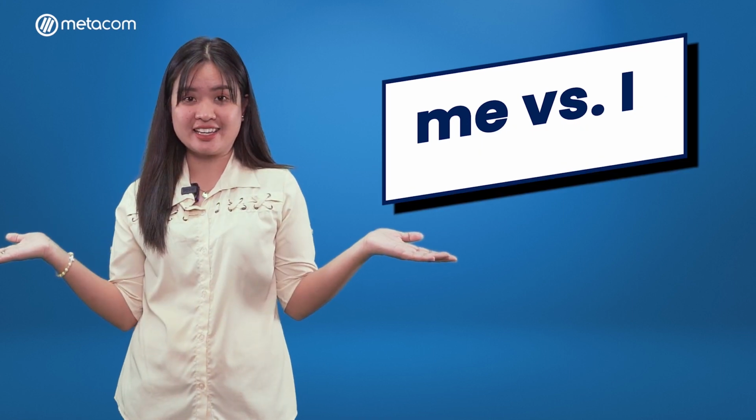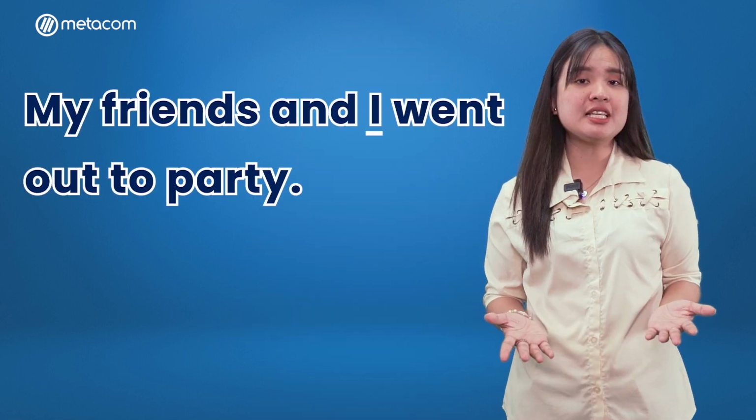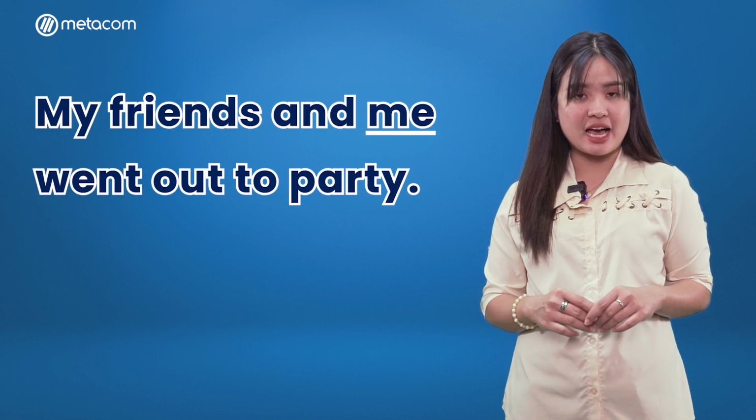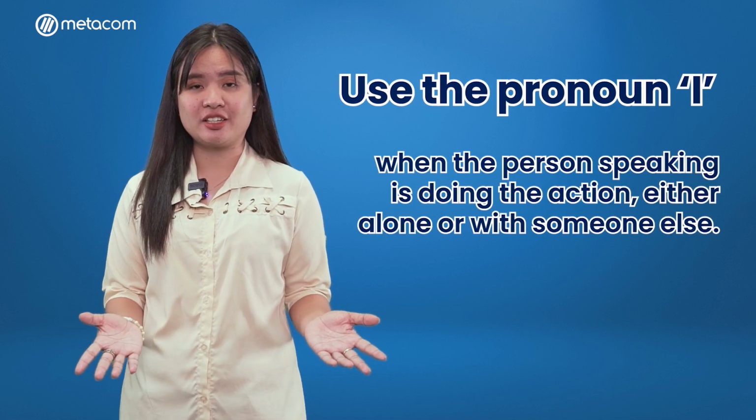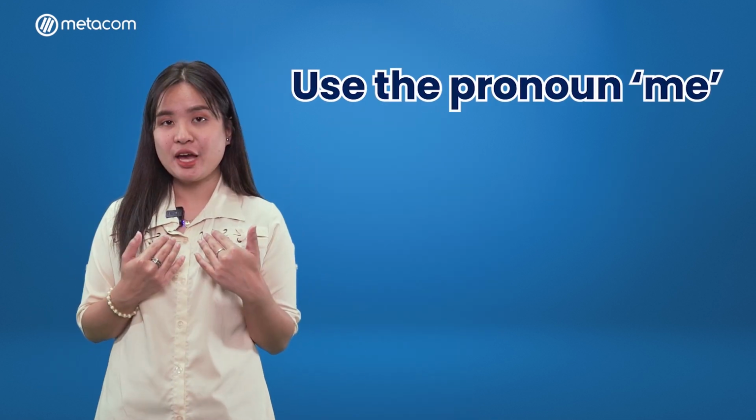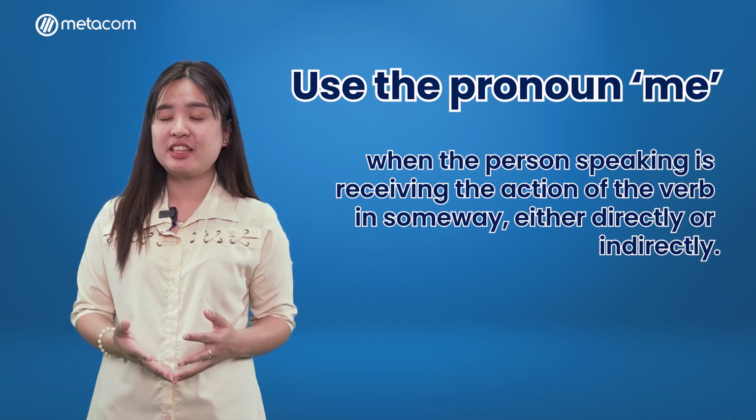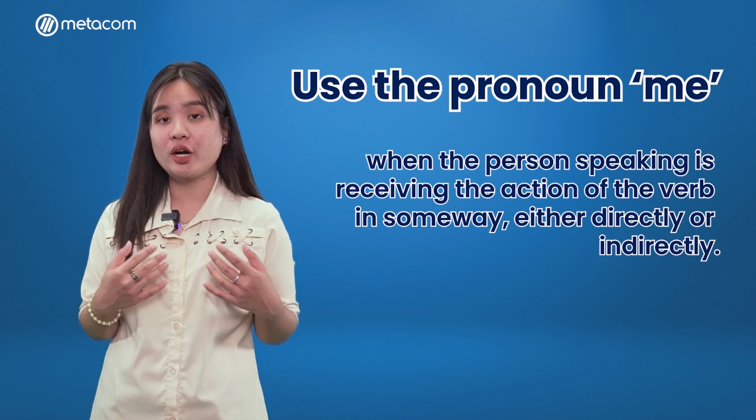Now, on to the last confusing grammar rule for today's video, which is me versus I. Sometimes, it can be tricky to determine if you should be using me or I in a sentence. Like for example, my friends and I went out to party versus my friends and me went out to party. But here's an easy way to know. Use the pronoun I if the person speaking is doing the action, either alone or with someone else. Then, use the pronoun me when the person speaking is receiving the action in some way, either directly or indirectly.